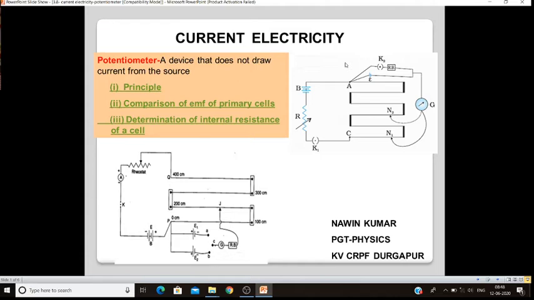The potentiometer has many applications, but we will discuss two applications because these two are in our syllabus. First one is comparison of EMF of primary cells. This circuit diagram is used. And second, determination of internal resistance of a cell. This circuit diagram is used. But first we will discuss its principle.